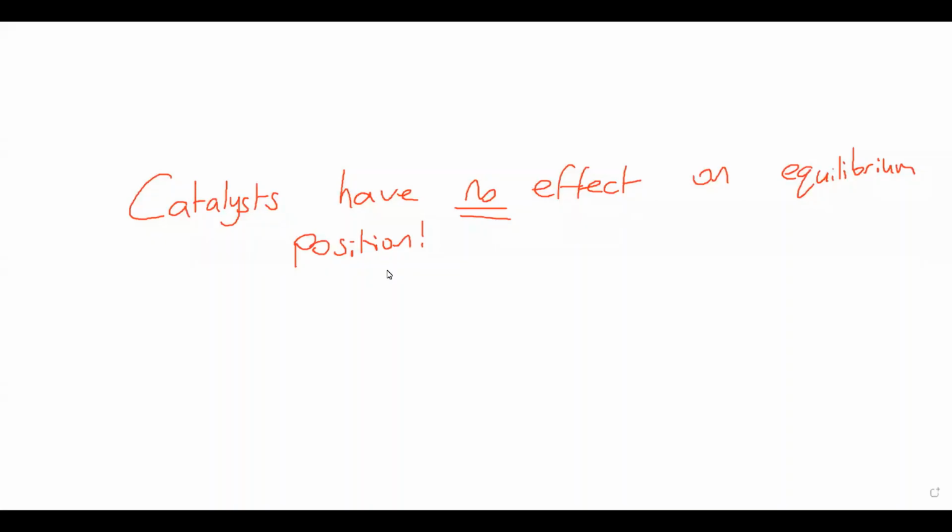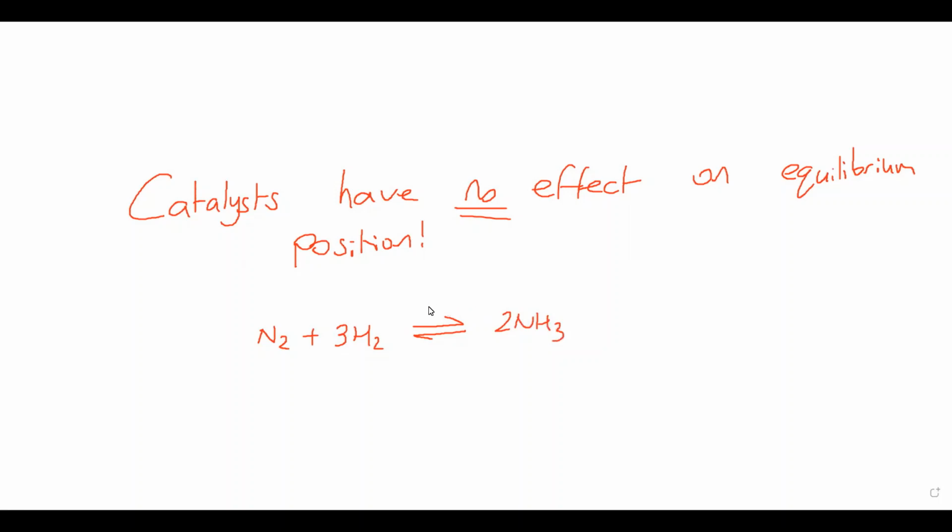So it's important to remember as well that catalysts have absolutely no effect on the equilibrium position. So when you have a catalyst, yes, it speeds up the reaction by providing an alternative pathway for the mechanism, but it doesn't affect the equilibrium position at all, because when you've got an equilibrium, it speeds up both the forwards and the backwards reactions. So yes, you are going to get faster reactions, but you're getting faster reactions both ways.